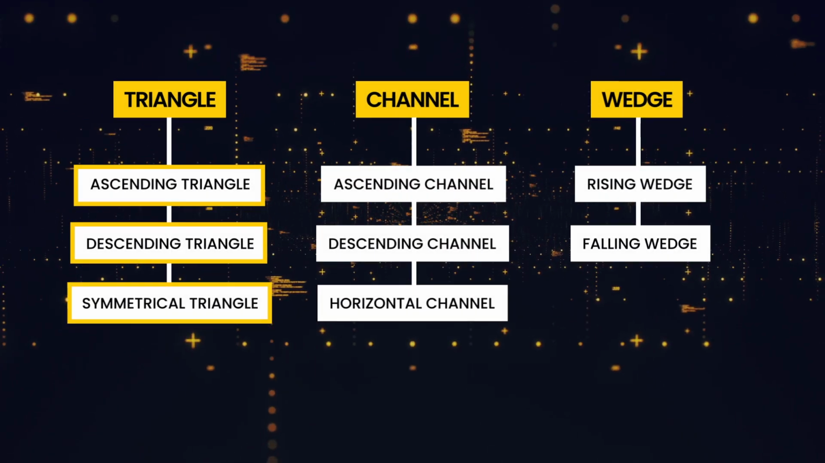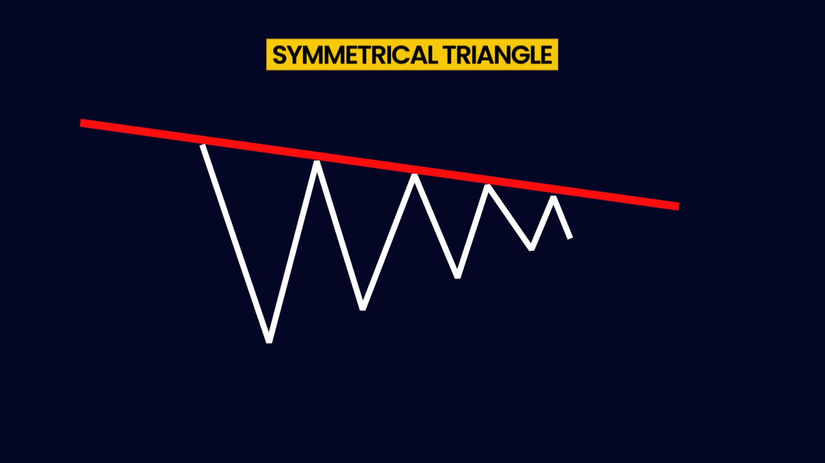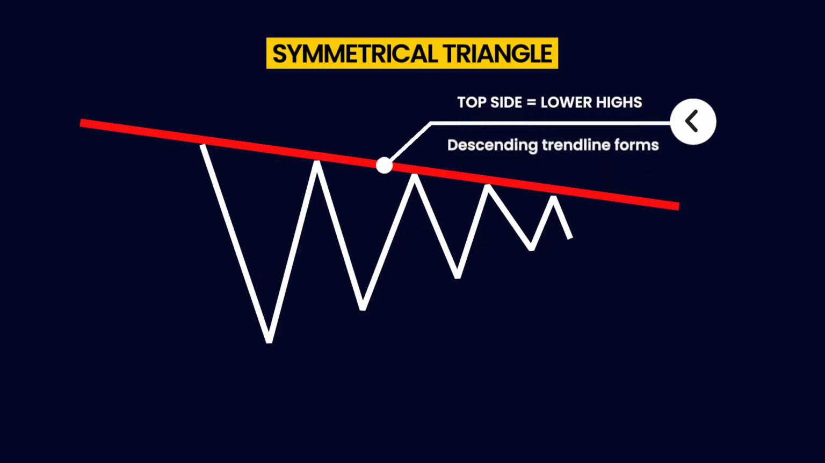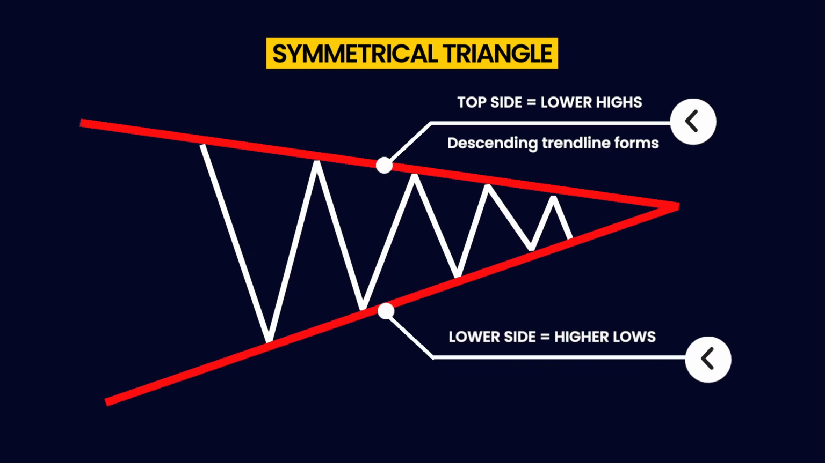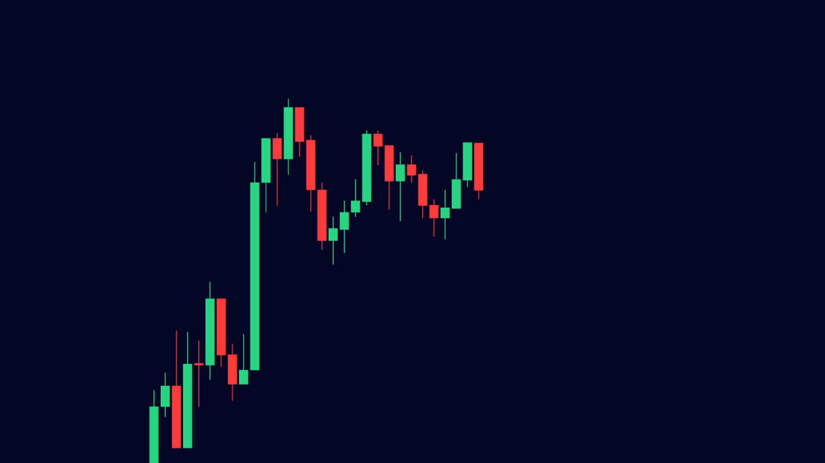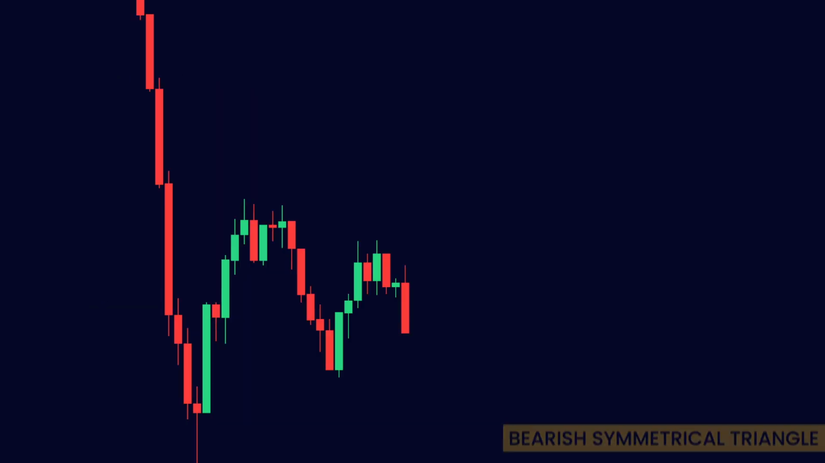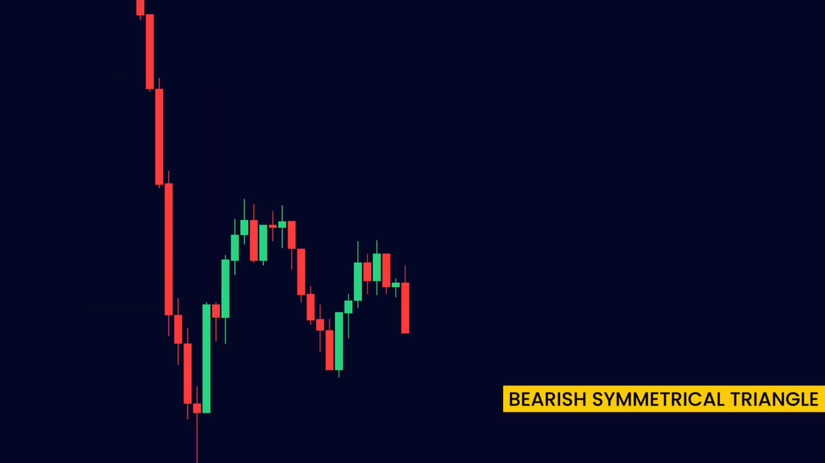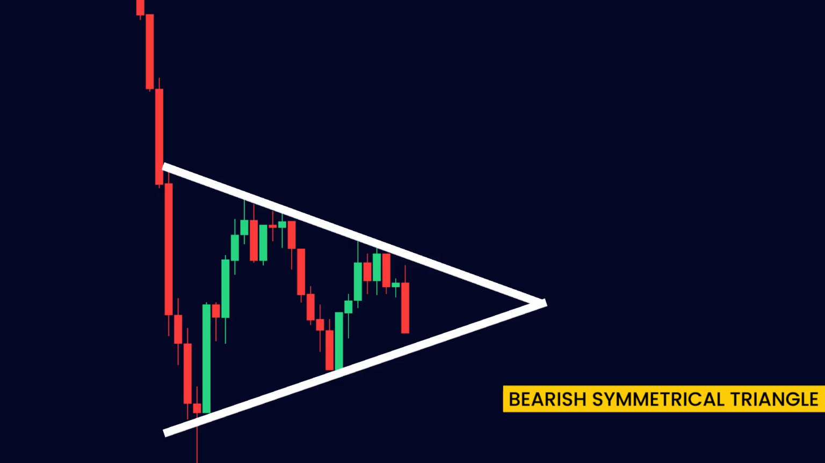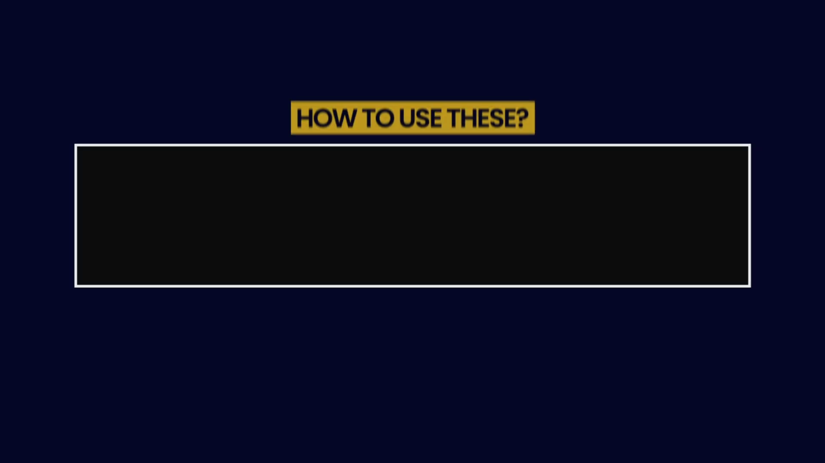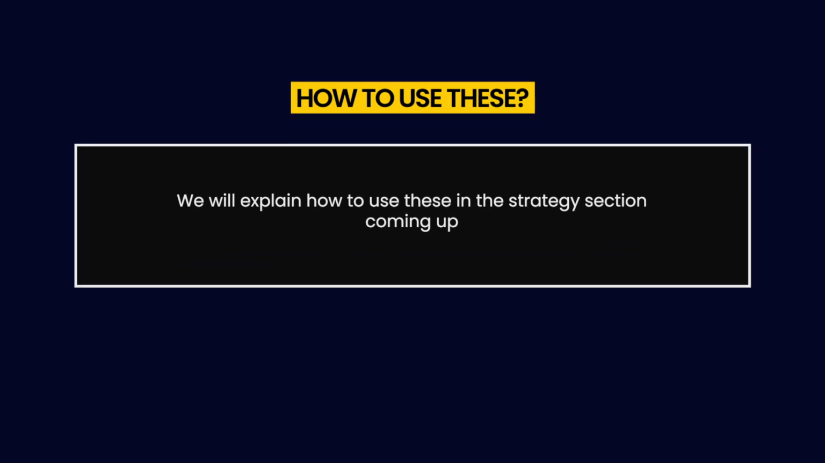Now let's go over the symmetrical triangle. The upper boundary creates lower highs, making space for a descending trend line above. The lower boundary forms higher lows, supporting an ascending trend line beneath. This formation also appears in both bullish and bearish trends. A bullish symmetrical triangle begins with a price increase, then the pattern develops. A bearish symmetrical triangle kicks off with a downtrend before the pattern takes shape. We'll explain how to apply all of these in the strategy section coming up.